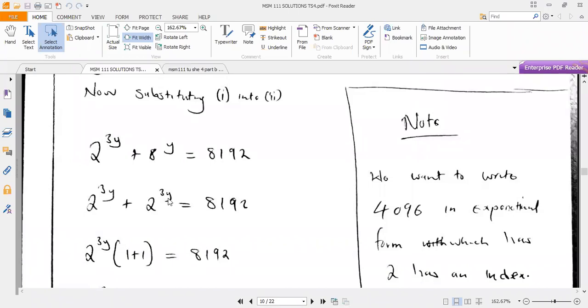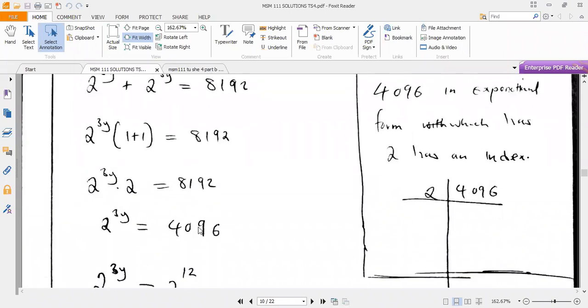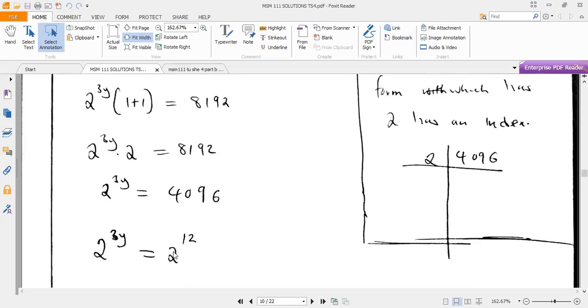We can easily factor out the 2 to the power 3y since it's common, so we remain with 1 plus 1, which is equal to 8,192. 1 plus 1 is 2, so when we divide 2 to the right-hand side, we get 4,096. So now 2 to the power 3y is equal to 4,096, and we want 4,096 in the form 2 to the power 12.